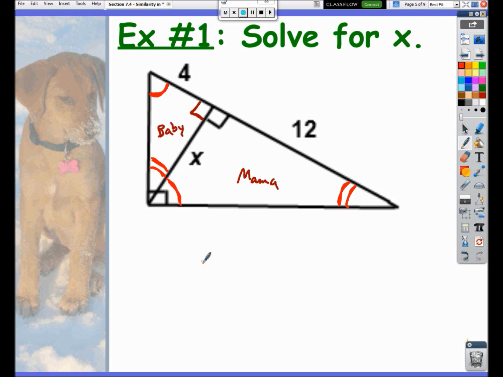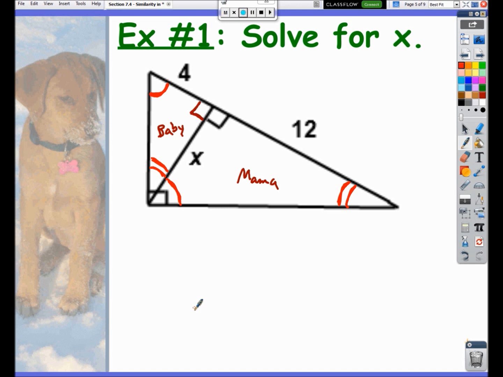Now, how do we actually solve? Because all we've talked about so far is how these triangles are all similar to each other. And if they're all similar to each other, then their sides are proportional. So we get to set up a proportion problem so that we can cross multiply and solve for a missing piece. So now the big problem is this.